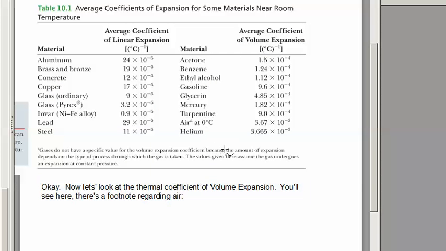Okay, now let's look at the thermal coefficient of volume expansion. You'll see here there is a footnote regarding air at 0 degrees Celsius. Gases do not have a specific value for volume expansion coefficient because the amount of expansion depends on the type of process through which the gas is taken. The values given here assume the gas undergoes an expansion at constant pressure.